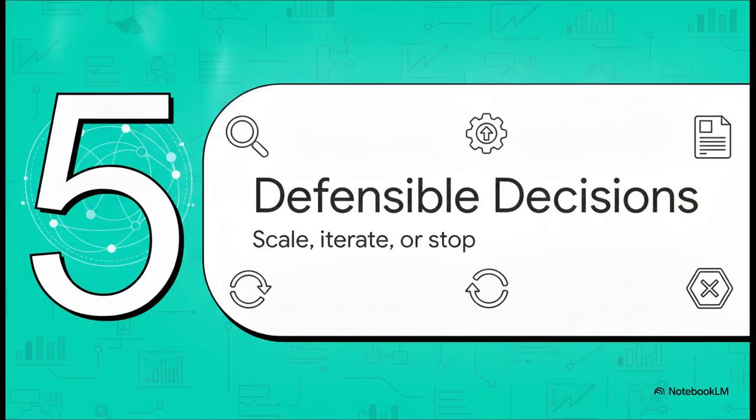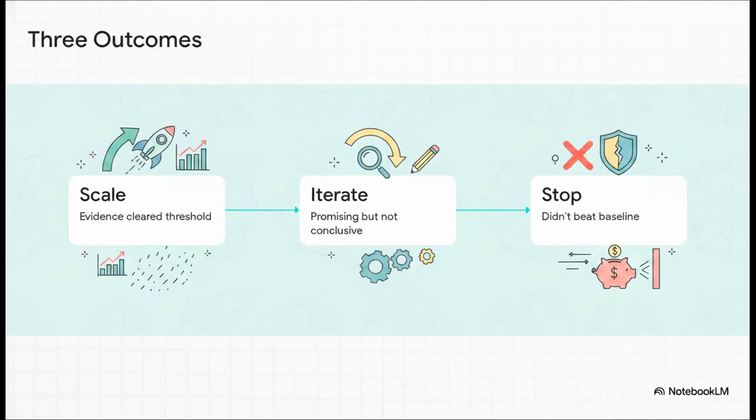Finally, Section 5, making a defensible decision. Are we going to scale, iterate, or stop? For step 6, you apply that decision rule from step 2 exactly as you wrote it. And there are really only 3 honest outcomes here. You scale it if the evidence clearly passes your threshold. You iterate if it's promising but not quite conclusive, like maybe you need to refine your prompts and run a round 2. Or you simply stop if it didn't beat the baseline.